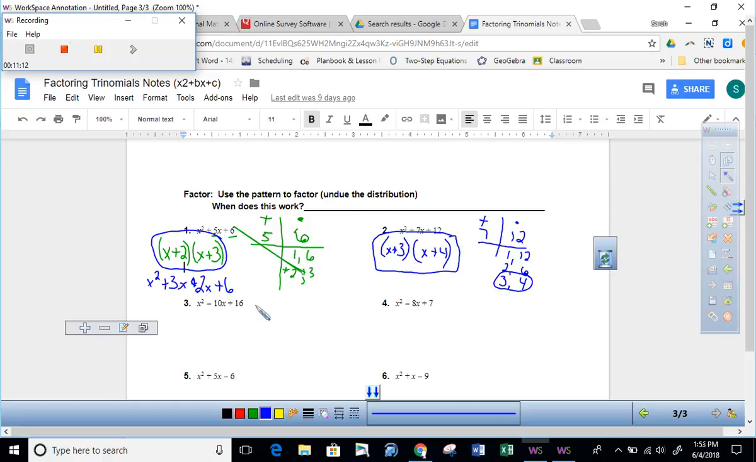Things get weird when the signs change, so be ready for that. Same pattern. I want two numbers that will add to negative 10 and multiply to 16. So you can do this one together if you want. If you feel like you can do it, go for it. 16, well, 1 and 16, 2 and 8, 3 doesn't work, 4 and 4 work.